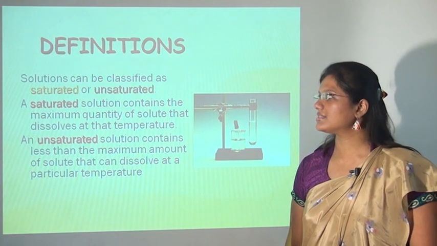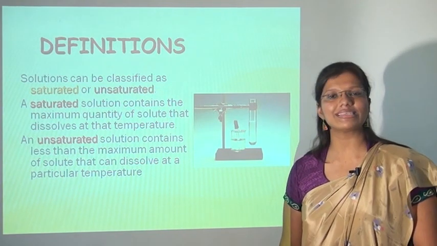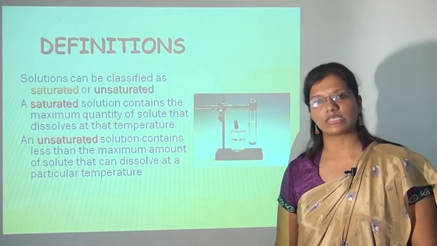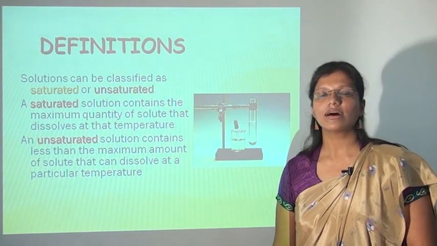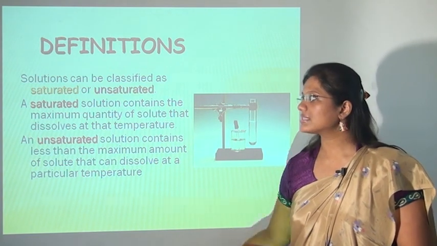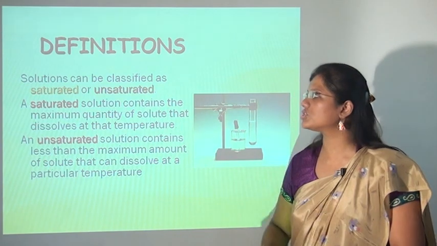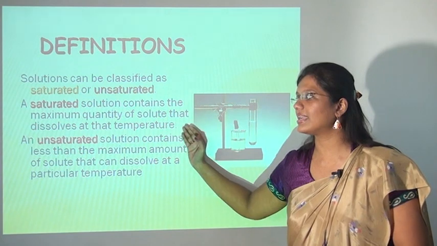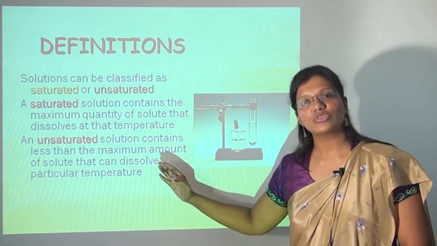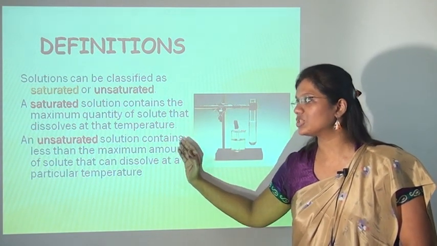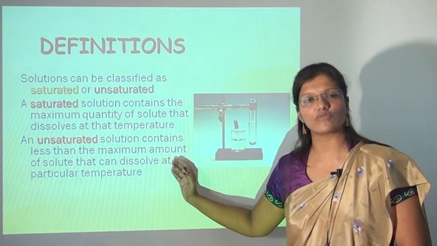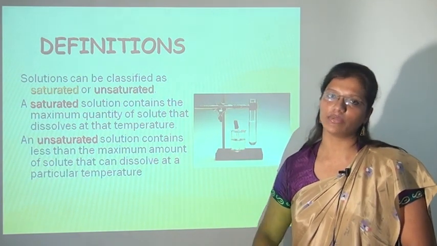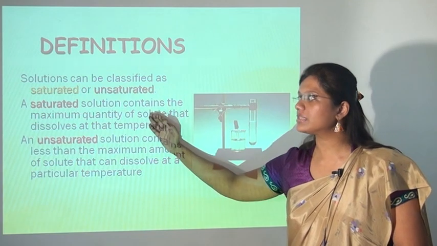A few more definitions have to be known: solutions can be classified into two types, saturated solution and unsaturated solution. Now what is a saturated solution? A saturated solution contains the maximum quantity of solute that dissolves at that temperature, and an unsaturated solution is a solution which contains less than the maximum amount of solute that can be dissolved at that particular temperature. Here the difference is like that.